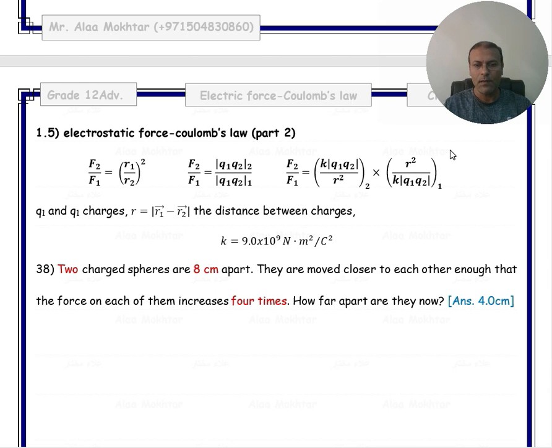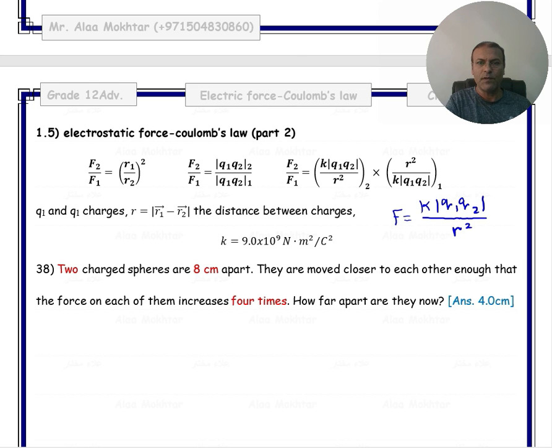Our lesson today is to study the relation between the force and the distance between the two charges. What will happen to the force if the distance between the charges increases, and what will happen if the distance between two charges decreases? Let's start with the equation. The formula for Coulomb's law is F equals K absolute Q1 Q2 over R squared.